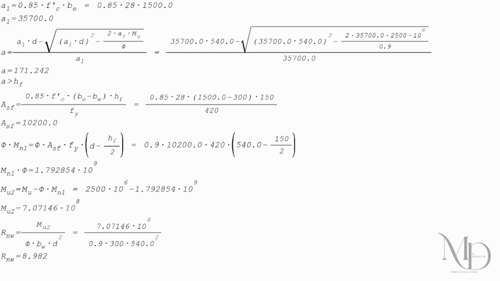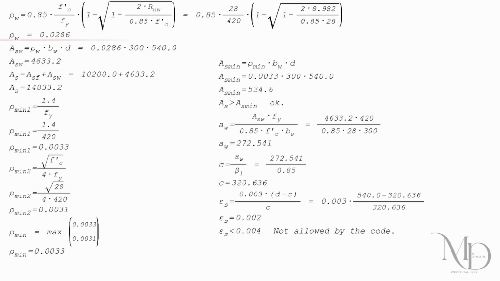If that's the case, we'll move forward and calculate the portion of the steel reinforcement force acting within the slab overhang. That's what we call ASF. Then we'll use ASF to compute the nominal moment capacity from the flange portion, which we'll denote as phi-Mn1. After that, we'll subtract phi-Mn1 from Mu to get the remaining moment, Mu2. Finally, we'll take that Mu2 and use it to solve for Rnw, which is the concrete beam design ratio for the web portion of the section.